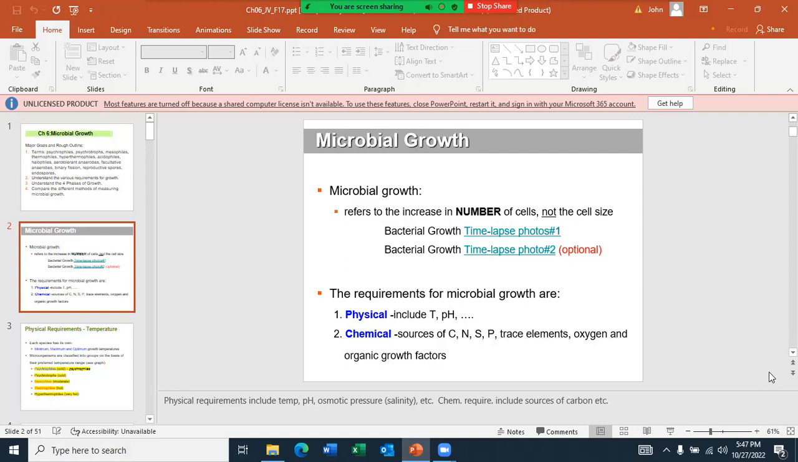Can you repeat the physical part? There are physical requirements that include the temperature the cell is at, the pH, the presence or absence of oxygen, the salinity. I guess oxygen would be a chemical one, sorry, because it's an element, not a physical thing.